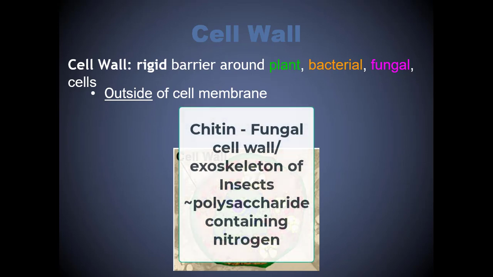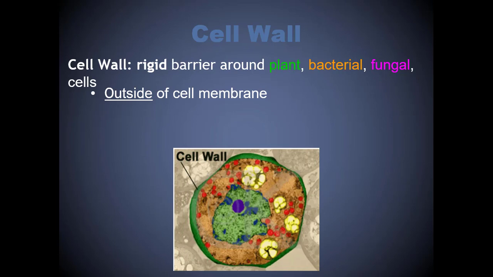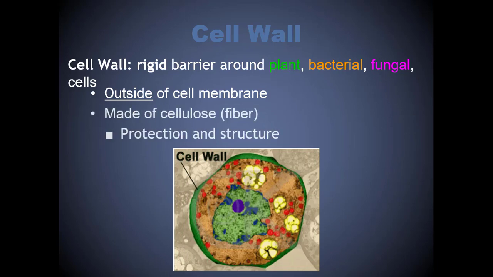Of course, for animal cells that do not have a cell wall, then it is only the cell membrane, which is the outermost material. Okay, so in plant cells, it is made up of cellulose, which is fibrous material for protection and structure.